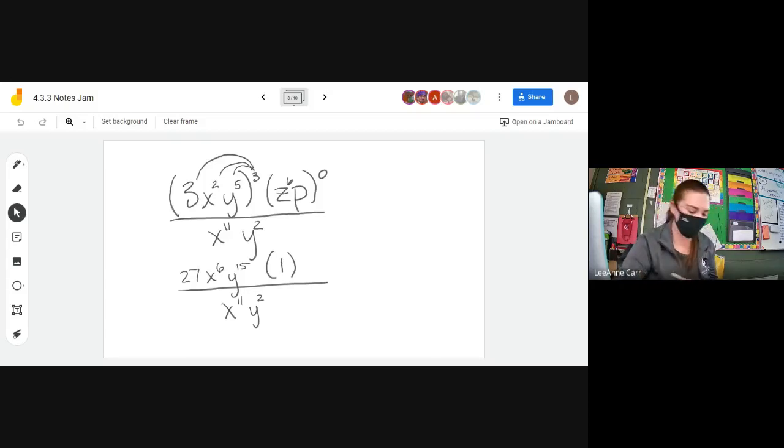So what happens since this all becomes 1? I really don't even need to include that anymore because 1 times anything doesn't change the value of our problem, right? 3 times 1 is still just 3. 2 times 1 is still just 2. So I really don't even need to write this 1 anymore. And now we just have it lined up where we have our x's and we have our y's, and we're going to use our quotient rule.